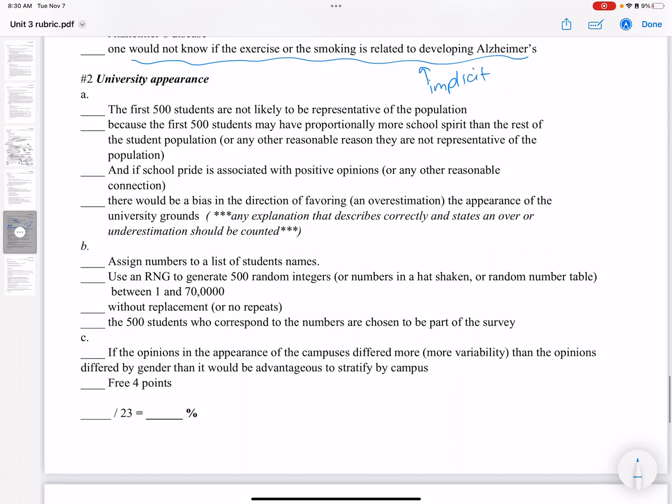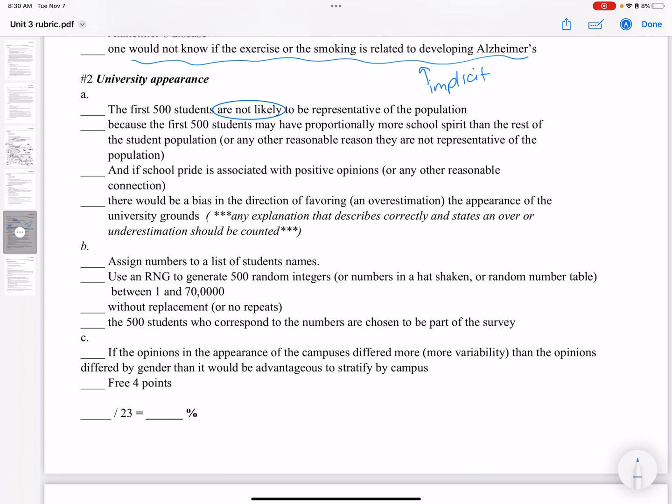All right. Number 2, the university appearance. For this one, I've got people going to a football game, and I'm getting the first 500 people. You're going to pick a side. This is the side I picked. If you pick the other side, saying they are likely where I said they're not likely, and you come up with something reasonable and your statistical evidence is sound, then you're going to get the credit for it. So this is what I did.